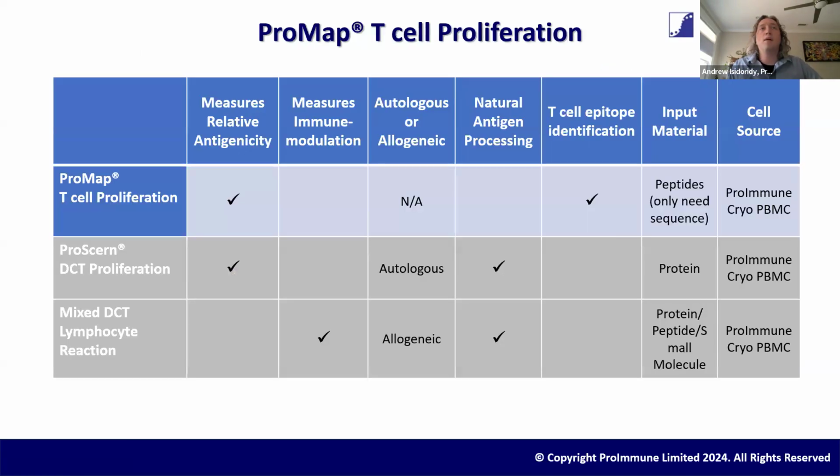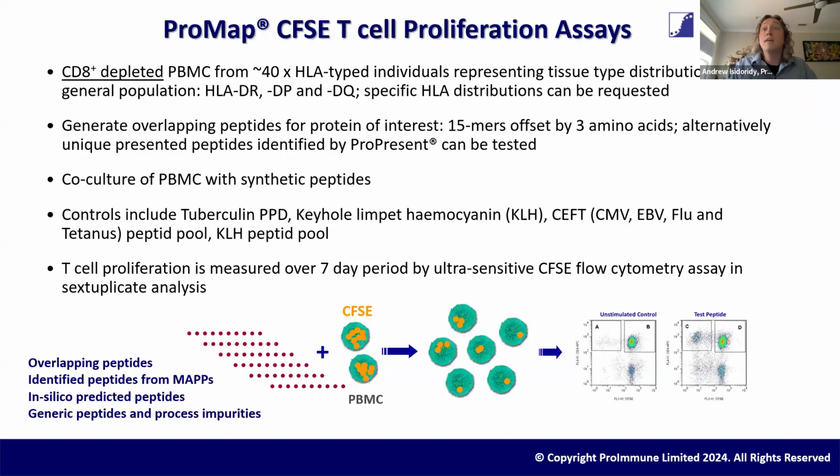So the first assay that I wanted to go into is our ProMap T cell proliferation assay. As I mentioned, this uses either peptides generated from overlapping peptides. This can be overlapping from an entire antigen source, for example, or from an entire engineered region of an antigen. Or they can be peptides that were identified using a MAPS assay, like our ProPresent, which is another assay that we offer. But they could also be in silico predicted or just the peptide that you're studying itself, in the case of a generic peptide or a process impurity.